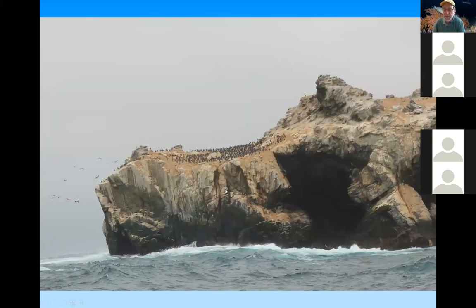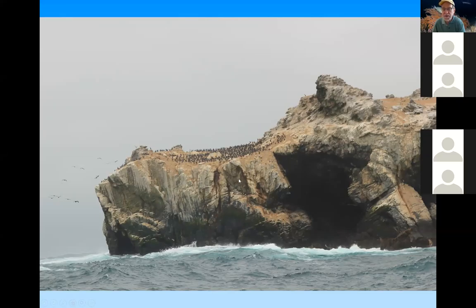And just a little bit more sightseeing. This is a population of the bird that eats the anchovy. This is a guanay cormorant. So this is a cormorant, just like the cormorants that you see around here. But these birds have the feature of living in very, very dense colonies, and these colonies produce the large amounts of guano that was the basis of fertilizer.